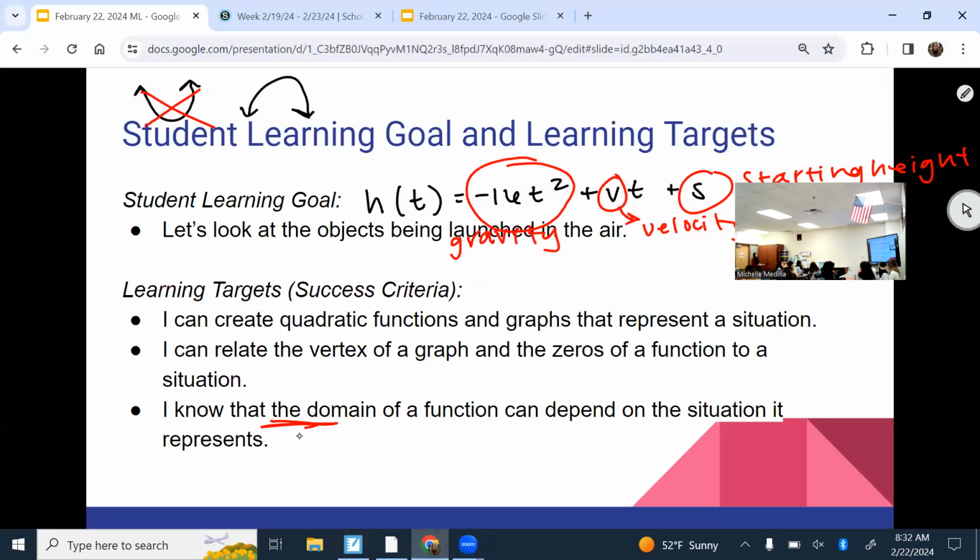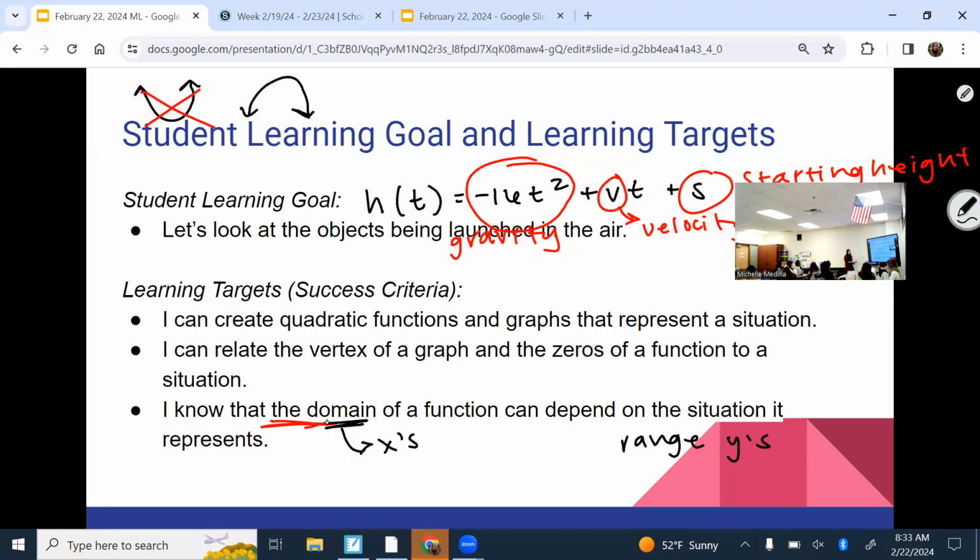Okay. And domain we've talked about before. That is all the what in a function? Domain refers to all the x's in a function. So domain is all the x's, range is all the y's. You should be able to identify both, but today's lesson just focus on the domain. Like what's a reasonable time frame? Could I have negative time?